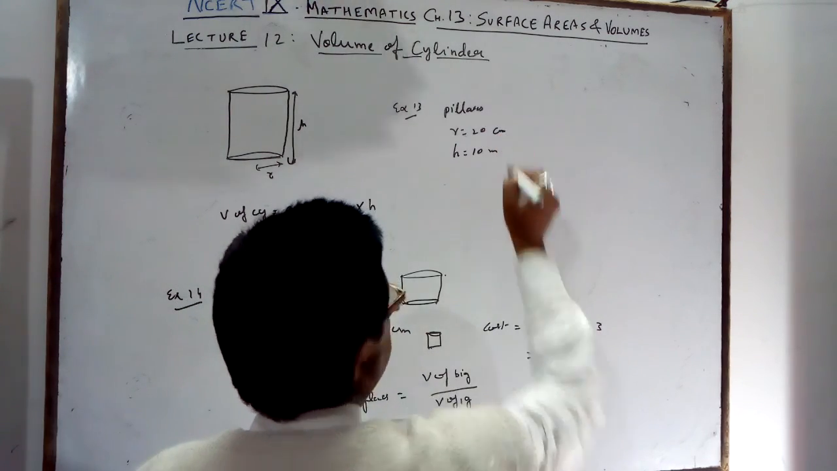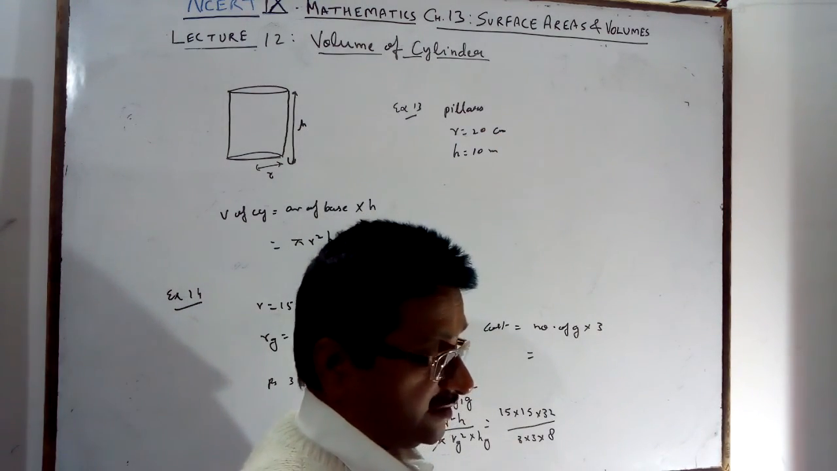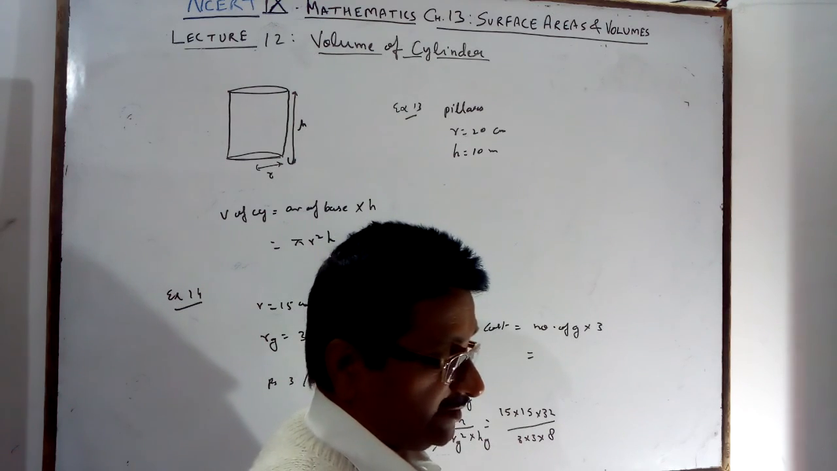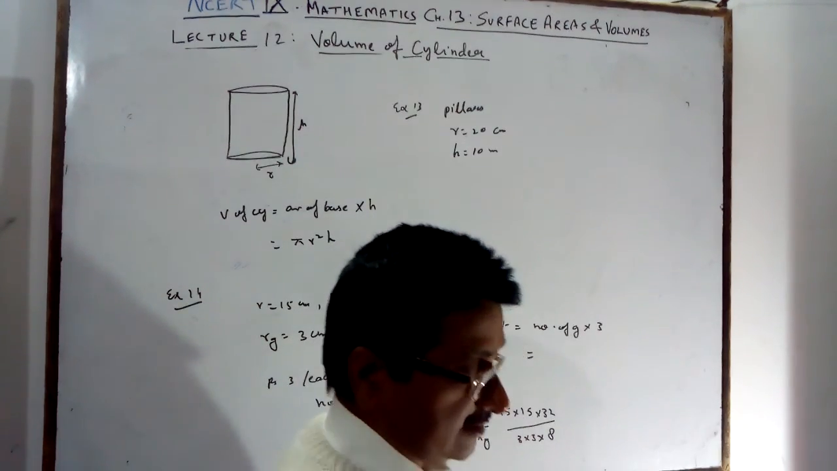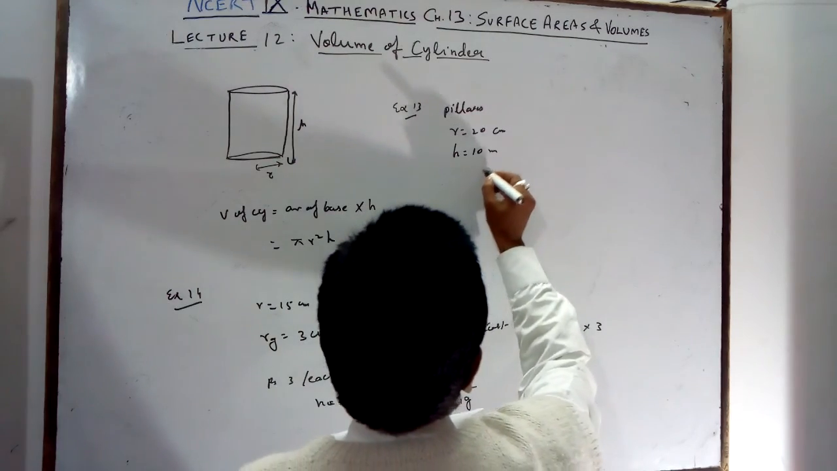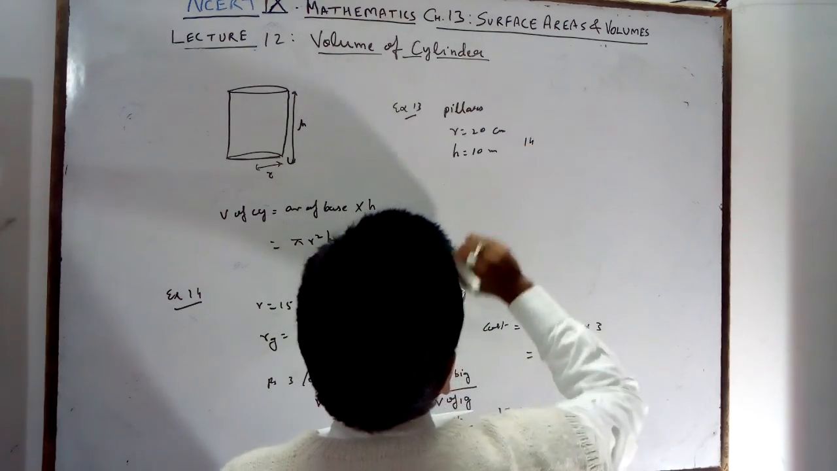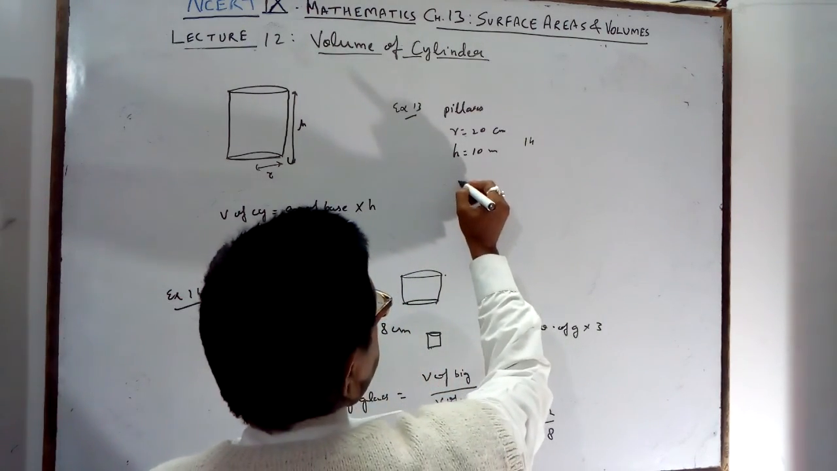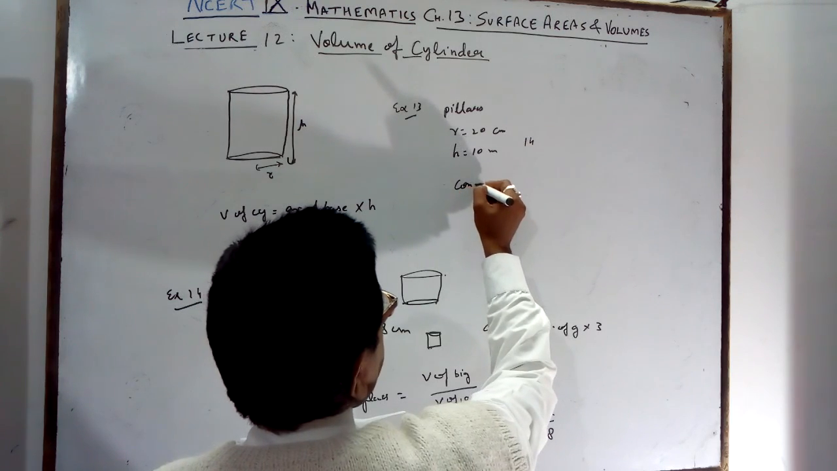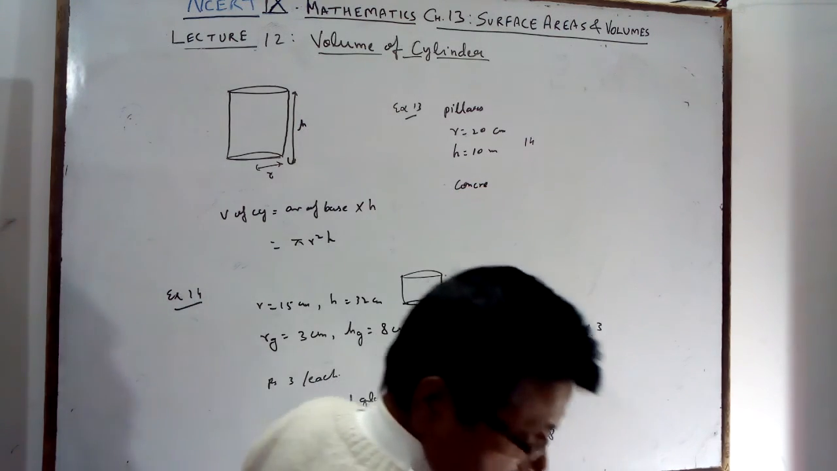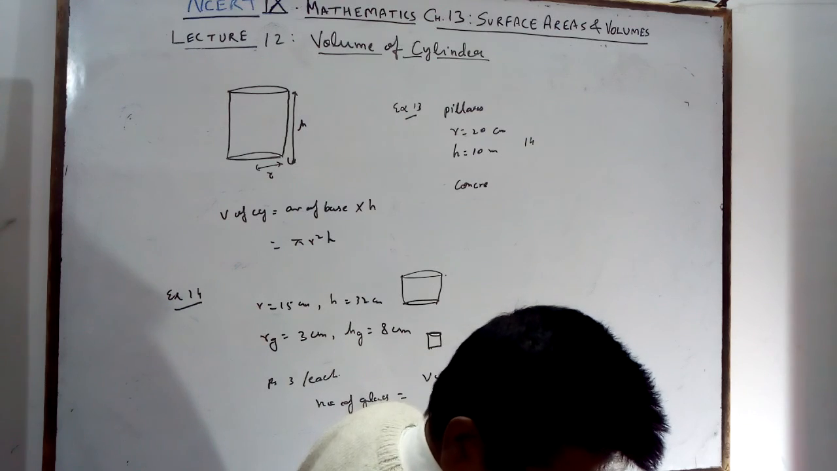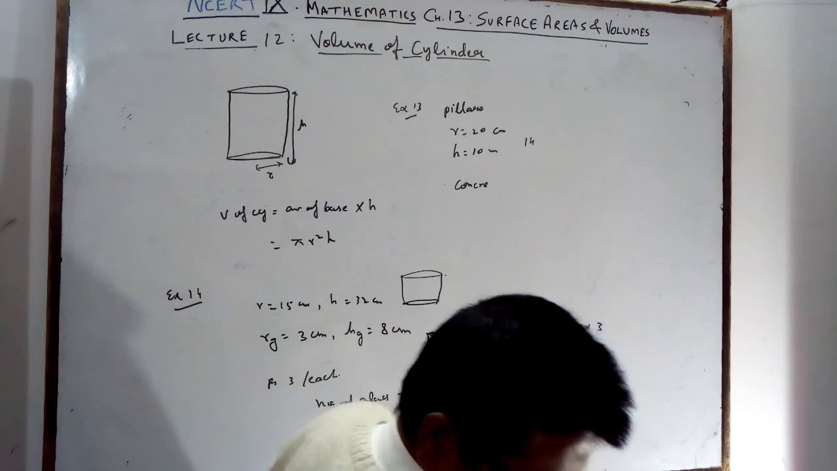This is the problem. The question is: how much concrete is required to build 14 such pillars? How many pillars? 14. So how much concrete mixture is required?